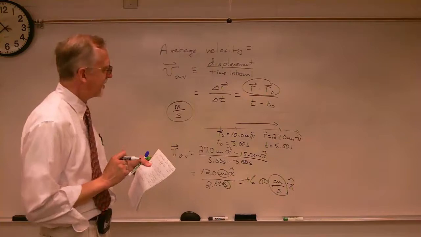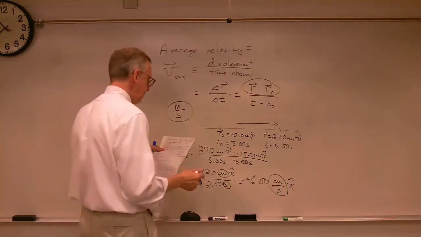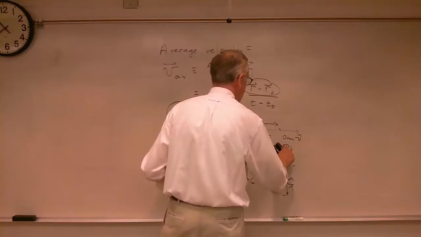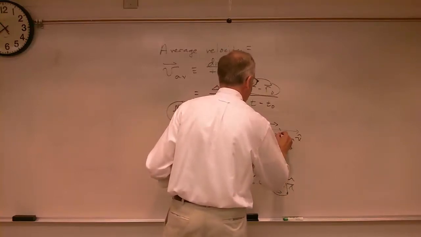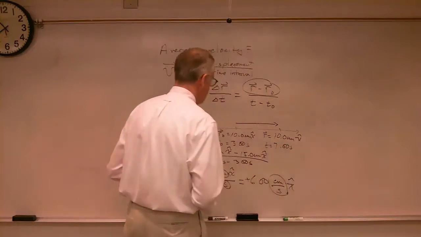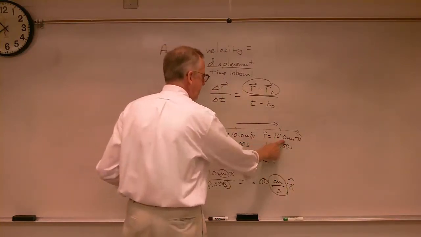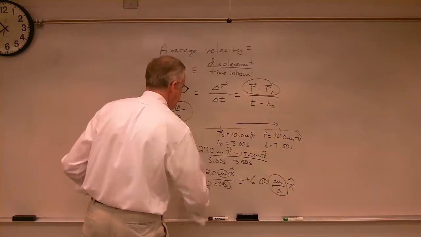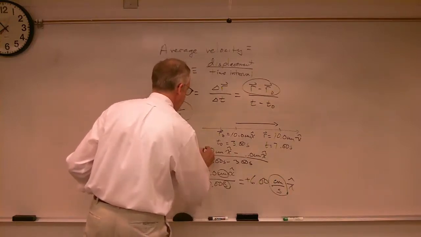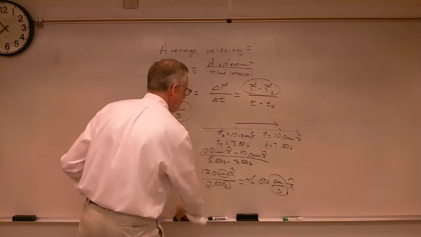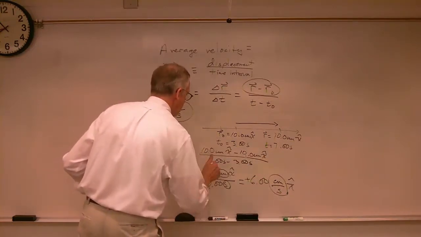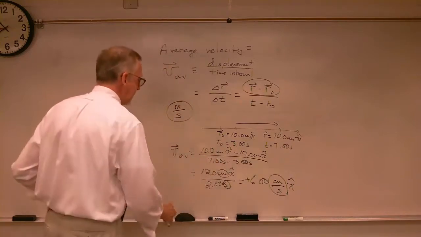10 centimeters x hat at 3 seconds. And our final position is, let's say, 10 centimeters at a time of 7 seconds. Now what do we have? We have final minus initial, 10 minus 10. So we have 10 centimeters minus 10 centimeters divided by 7 seconds minus 3 seconds.